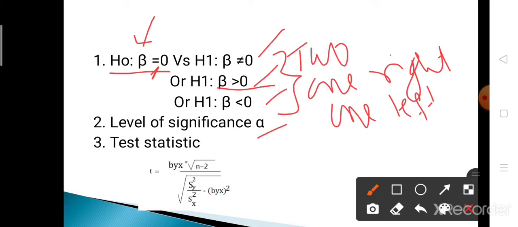The given test is the regression test and the test statistic is denoted by small t. The formula for calculating the test statistic is byx into square root of n minus 2, divided by square root of sy square divided by sx square minus byx squared, where byx is the sample regression coefficient y on x, sy square is the sample variance for the random variable y, sx square is the sample variance for the random variable x, and n is the sample size.